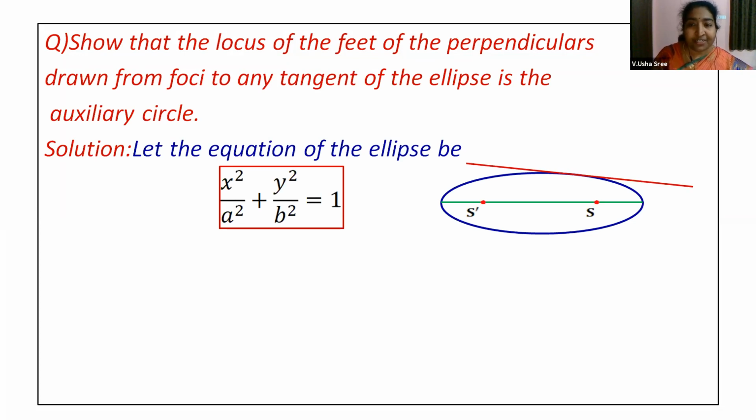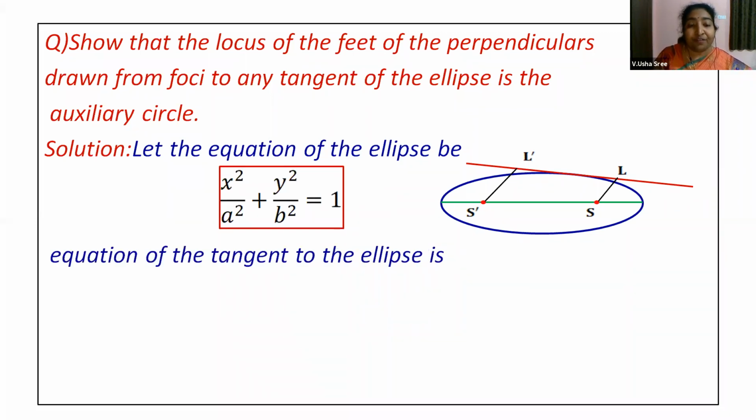You have a tangent. Now from S, you are dropping a perpendicular onto that tangent, and we are taking the foot of this perpendicular as L. Similarly, you are dropping a perpendicular from S dash onto this line, and the foot of this perpendicular will be taken as L dash. Right, children? Now, when you join all such feet of the perpendiculars, you are going to get an auxiliary circle. This is what the statement says.